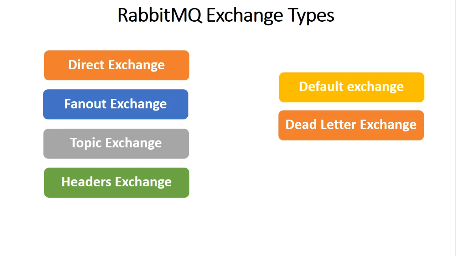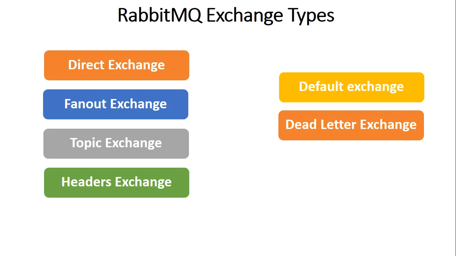And last, we have the header exchange. In the case of a header exchange, we have two options. Whenever a message comes to the header exchange, we can specify that it has to check to match all of the header properties, or maybe even just one of the header properties. So we have the option x-match any, or the option x-match all. Based on this, it decides which particular queue this message should be sent to from the exchange.